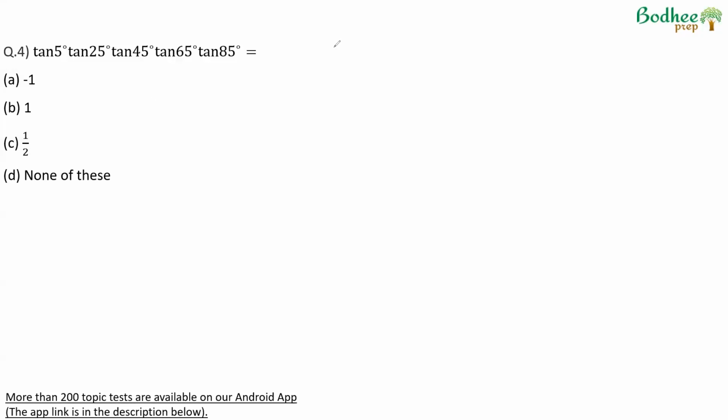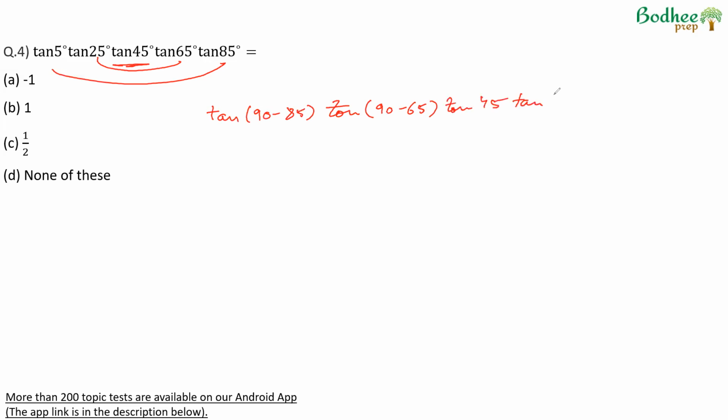Next, the product tan 5 degree, tan 25 degree, tan 45 degree, tan 65, tan 85. Here, 5 plus 85 is 90, and 25 plus 65 is also 90. Tan 5 can be written as tan of 90 minus 85. Tan 25 can be written as tan of 90 minus 65. Tan 45 remains as it is, and tan 65 and 85 remain as they are. This is a product that we're taking. All of these are angles in the first quadrant, so always positive.